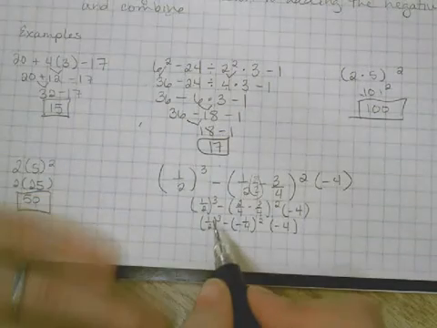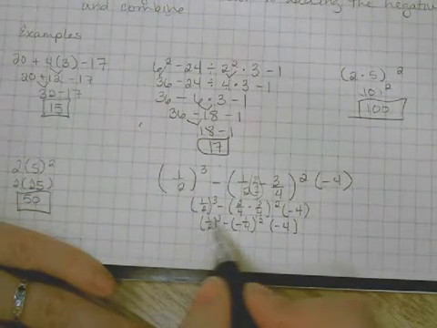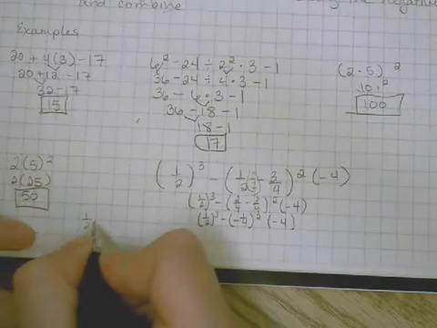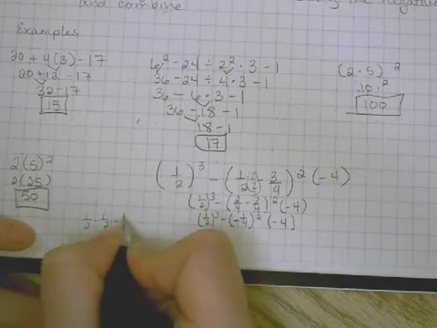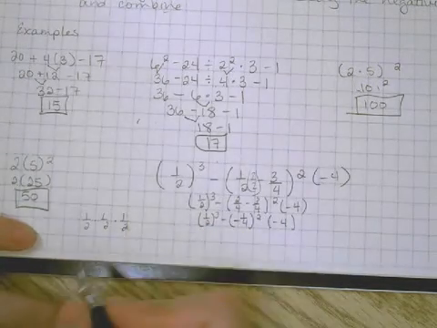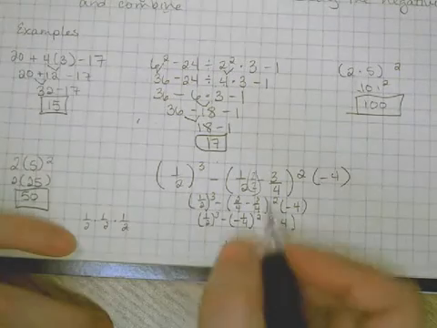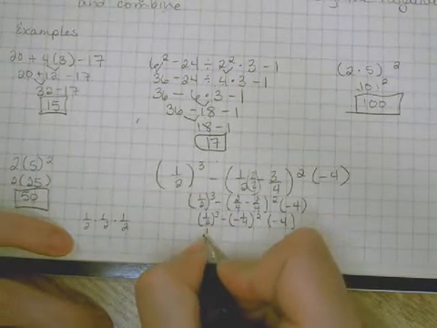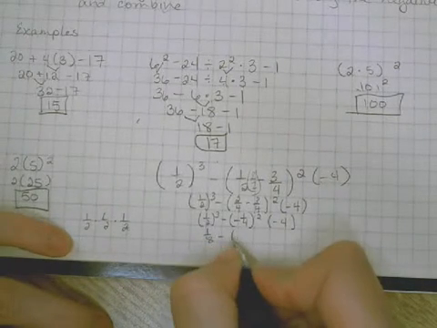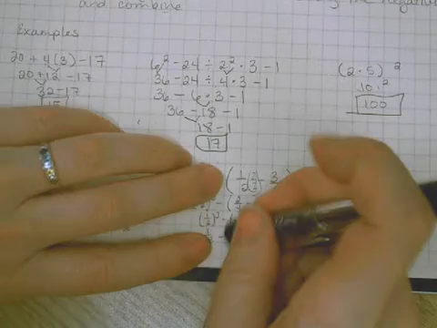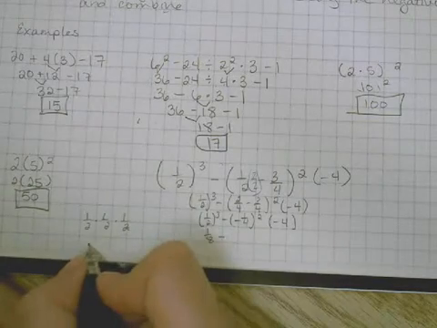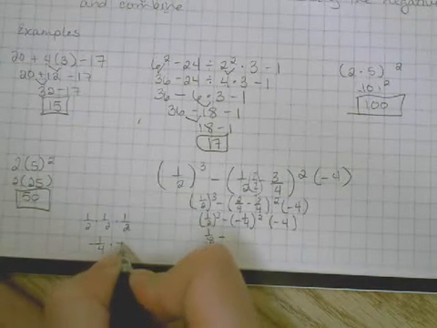Next, I'm going to do my exponents. So 1/2 to the third power, if I look at 1/2 times 1/2 times 1/2, 1 times 1 times 1 is just 1, and 2 times 2 times 2 is 8. So this is going to be 1 over 8, and then minus, hang on, negative 1/4 squared is negative 1/4 times negative 1/4.